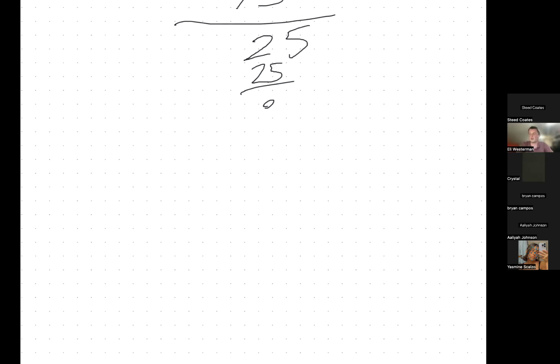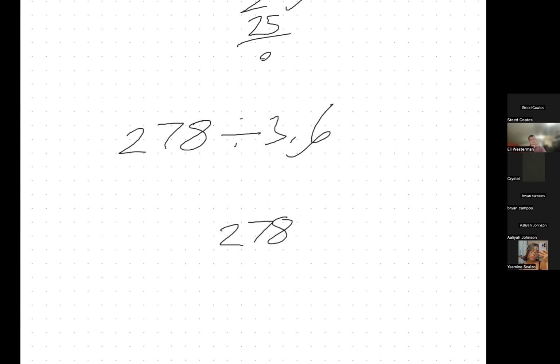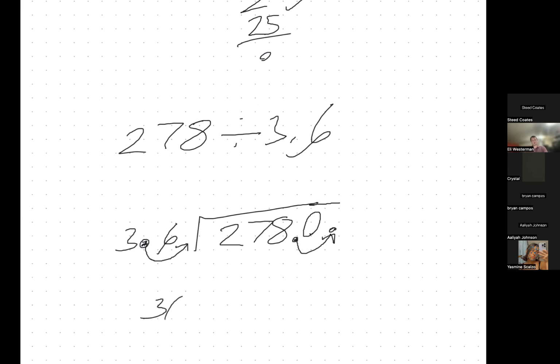Now I'm going to show you a different kind of division problem. Sometimes we're going to get them and they're going to look like this: 278 divided by 3.6. When we do this, we can't actually do it like this. This doesn't work. So we have to move the decimal place 1 to the right here, and we'll move it 1 to the right here as well. So now instead of 278, this is 2,780. And instead of 3.6, we have 36. So I'm going to rewrite it, 2,780 and 36.